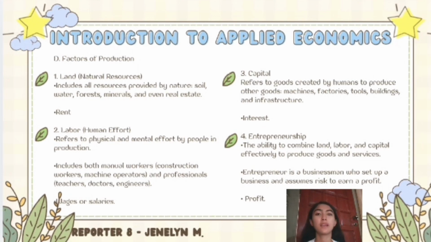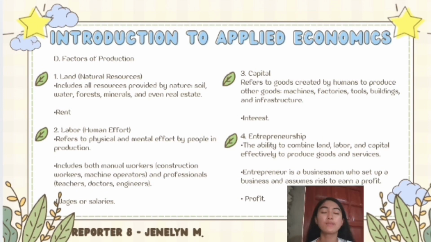There are 4 factors of production. First, land. It includes all resources provided by nature like soil, water, forest, minerals, and even real estate. Example, a landowner leasing farmland to tenants or someone renting out a condominium. So ang tag-iya sa yuta maka-receive of payment known as rent.